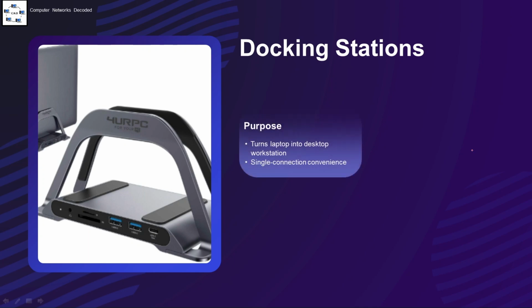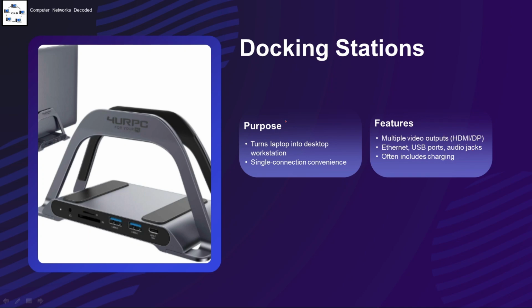Next device type is the docking stations. So docking stations are basically used to turn your laptop into a desktop workstation, and it gives you a single connection convenience. So this is an example of a docking station. You place the laptop over here, and then it gives you a type of desktop workstation connectivity. It gives you extra ports as well as other features.